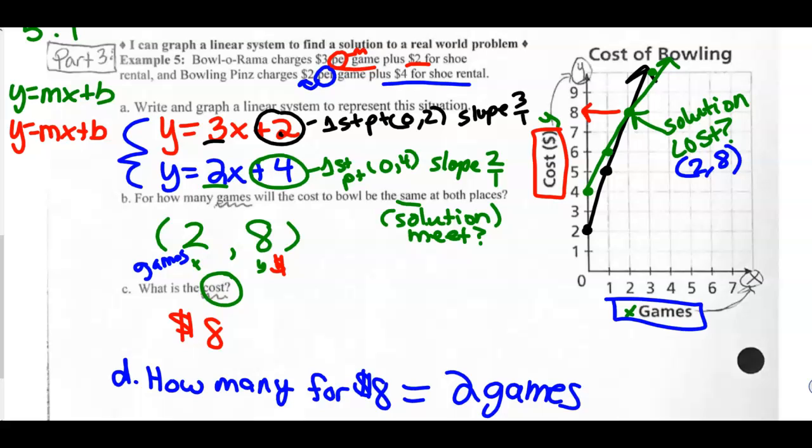And that is part 3 of our learning target. So setting up the story problems and graphing them, and then again, just interpreting the graph, answering some questions about it. So that is 5.1. This is just the second video that goes with it.